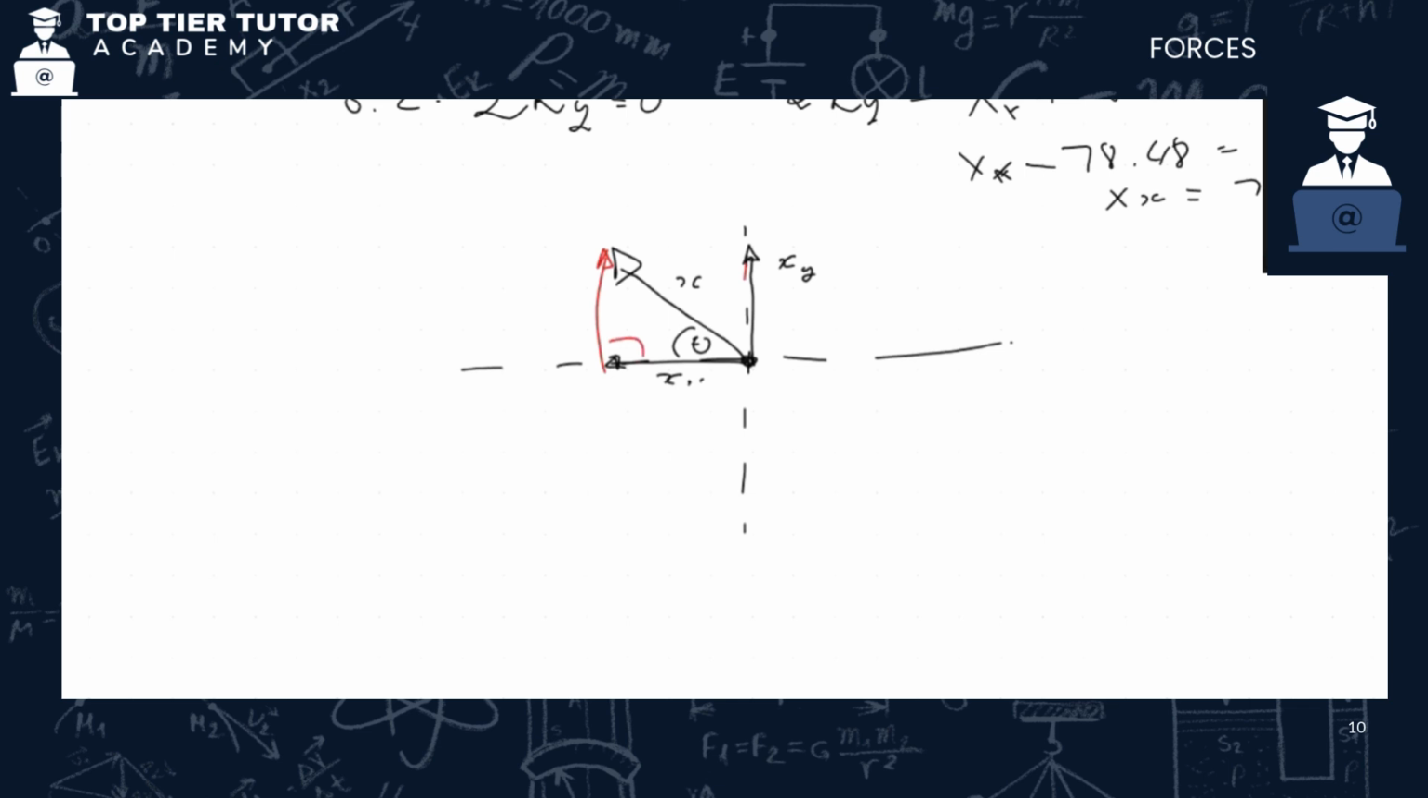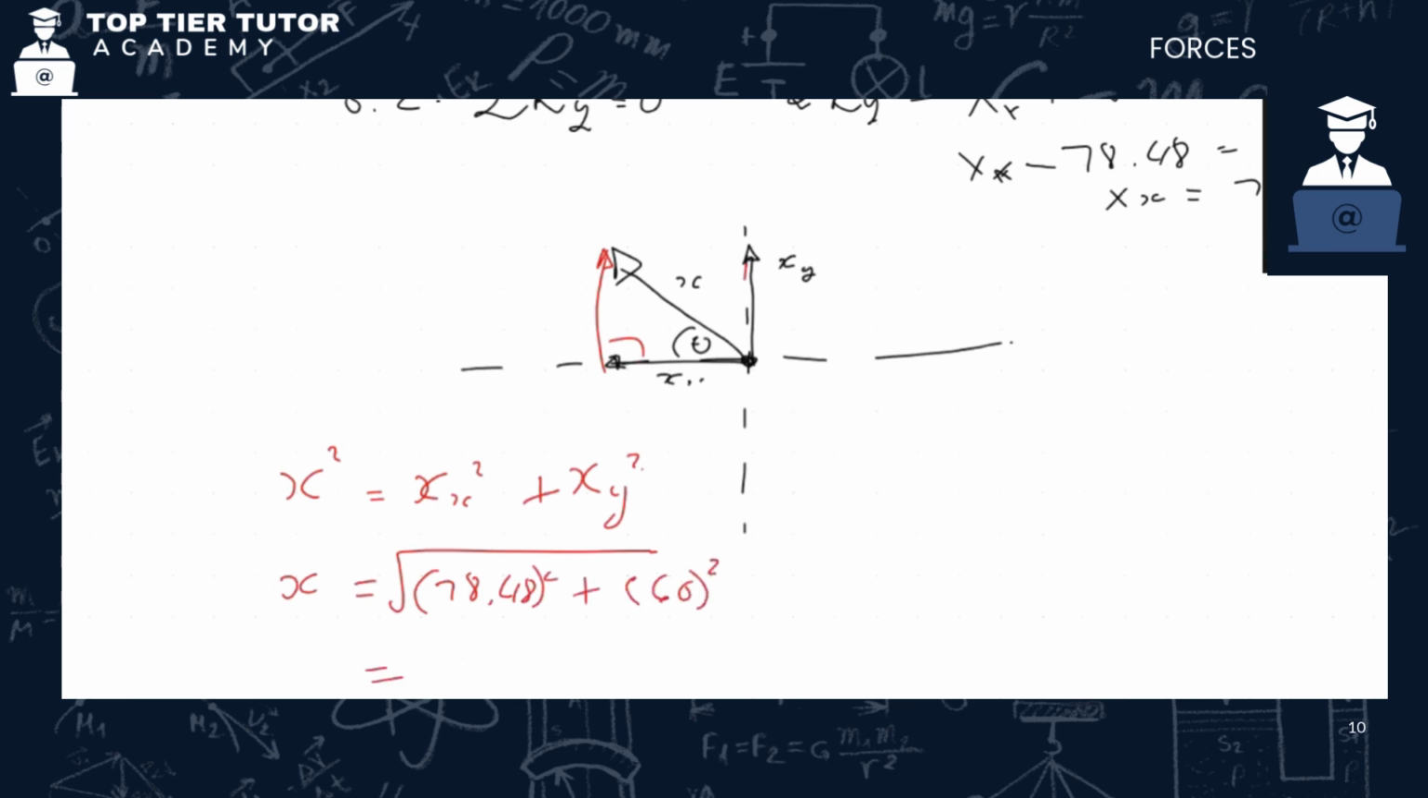Pythagoras theorem tells us that x squared is equal to the x component squared plus the y component squared. So therefore x will be equal to the square root of 78.48 squared plus 60 squared. Putting that into our calculator, 78.48 squared plus 60 squared gives us an overall value of 98.8 newtons.